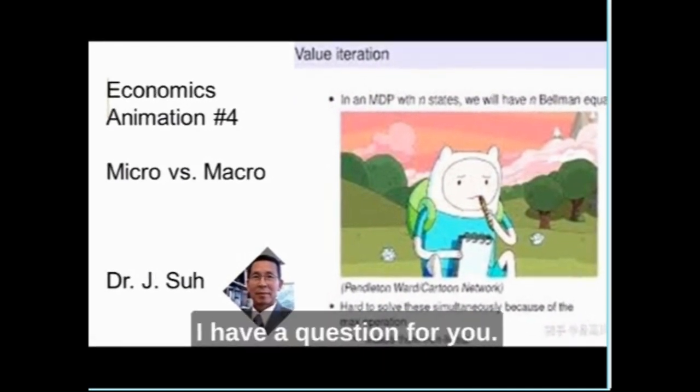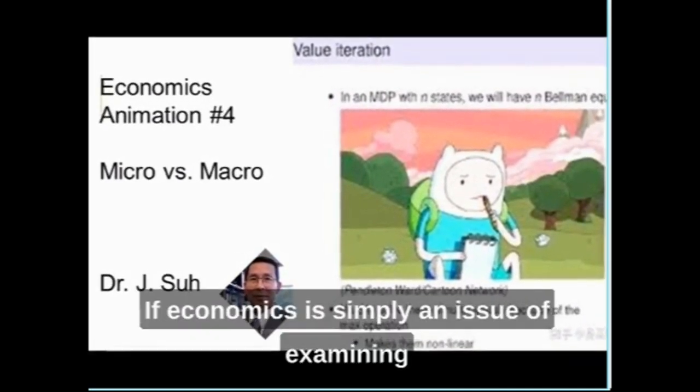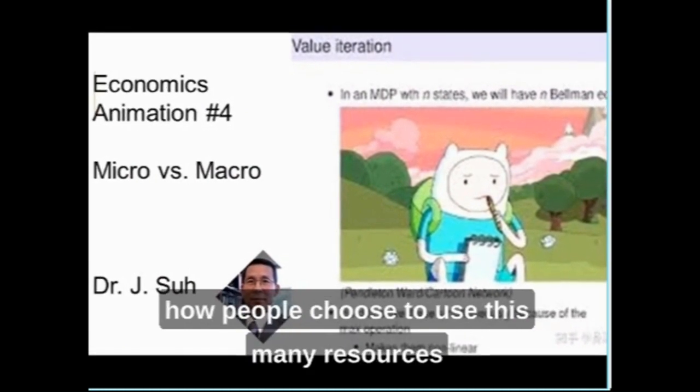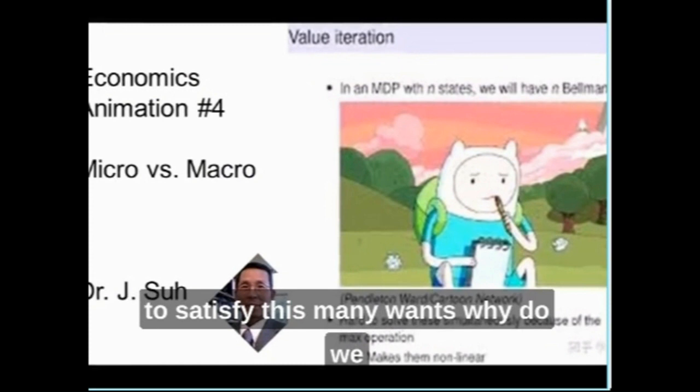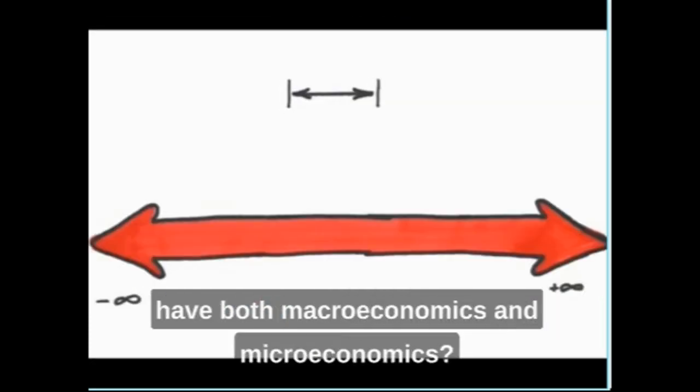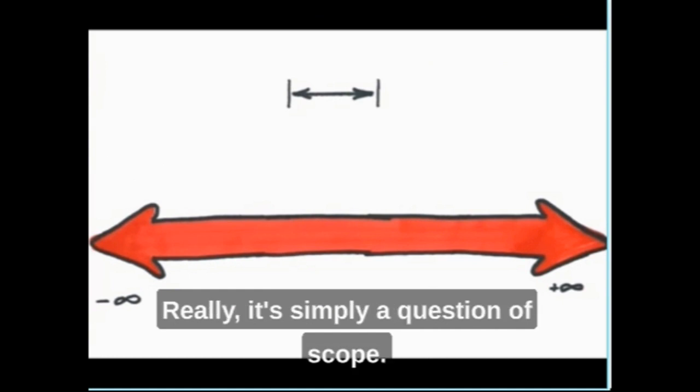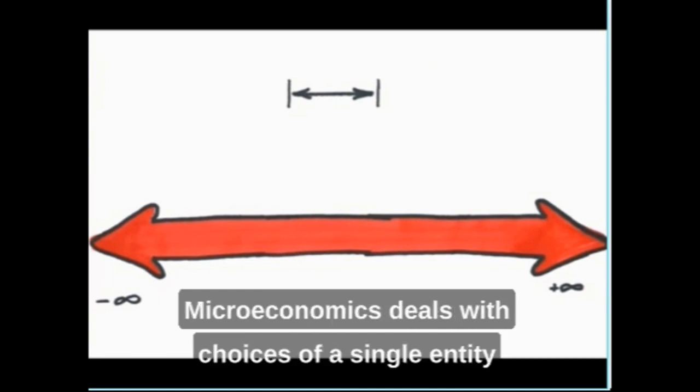I have a question for you. If economics is simply an issue of examining how people choose to use this many resources to satisfy this many wants, why do we have both macroeconomics and microeconomics? Really, it's simply a question of scope.